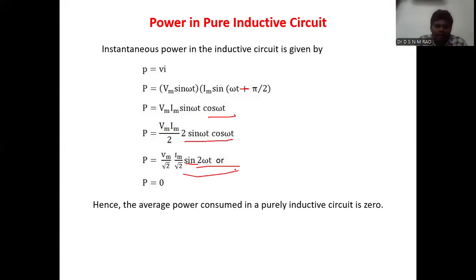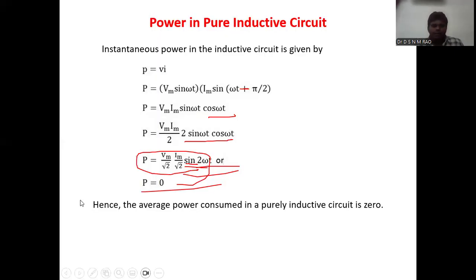The average power is obtained by integrating the instantaneous power over a cycle. This function contains a sine, so over a full cycle, the integral of the sine or cosine will be 0. So the average power will be 0 for one complete cycle. The average power in a pure inductor is 0. The dissipated power in a pure inductor equals 0.